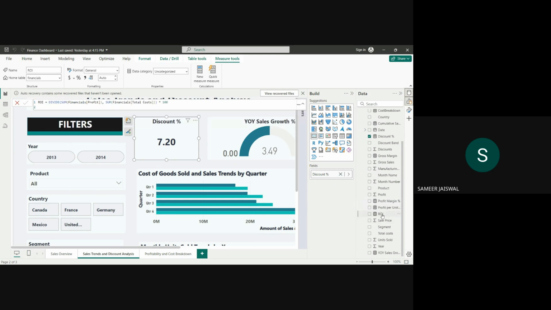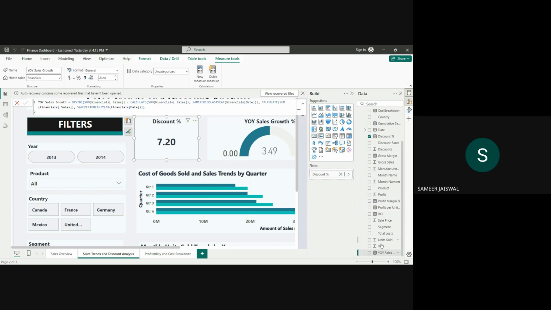And ROI, as Ayush has mentioned, is basically the return on investment. So how much profit we are gaining from investing in it. Again, we have found the aggregate value of profit, and the aggregate value of total cost, and we have divided them by taking the total cost as our base and multiplied by 100 to find how much ROI percentage we are getting.